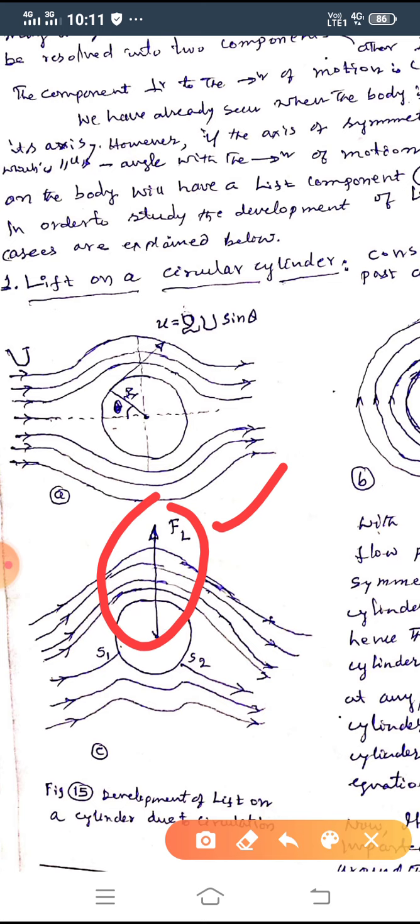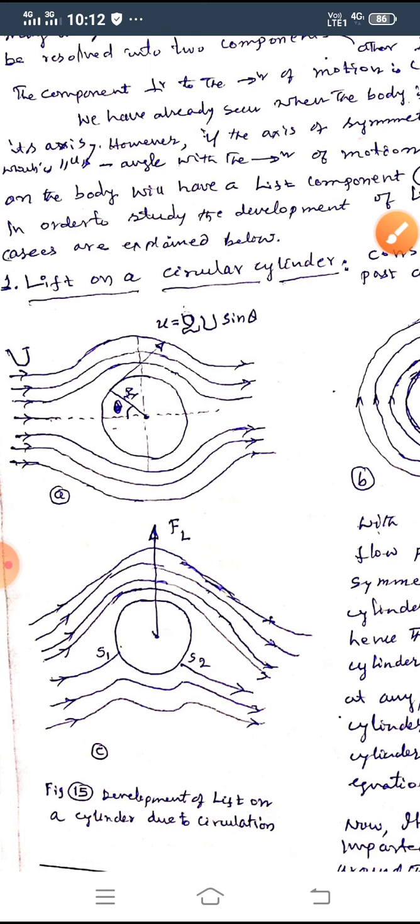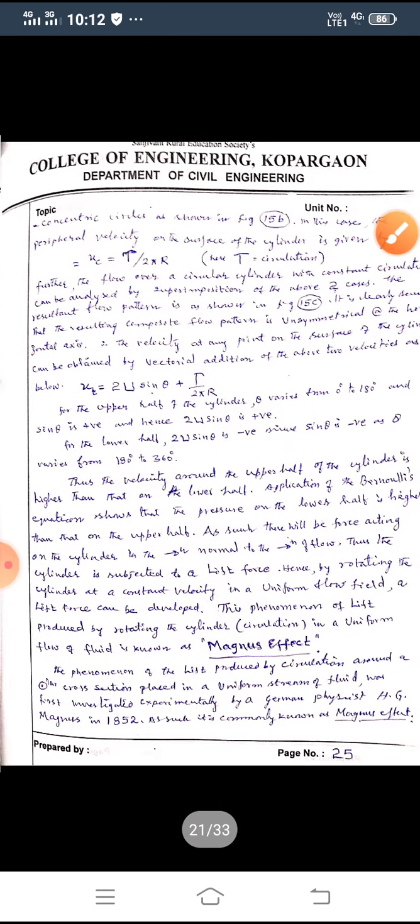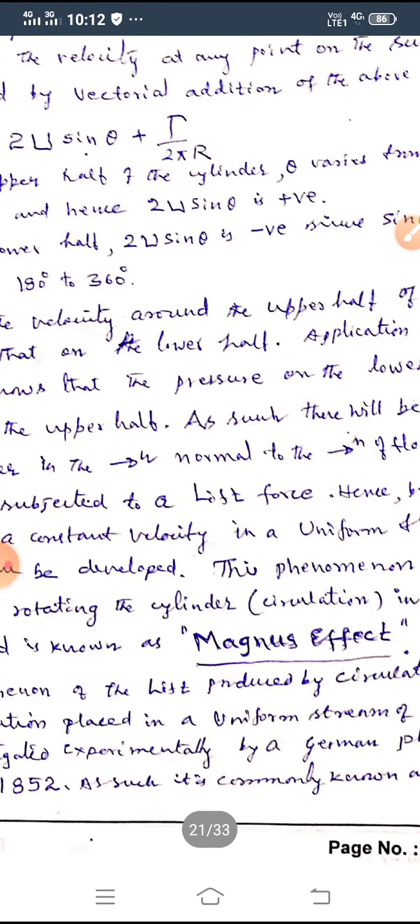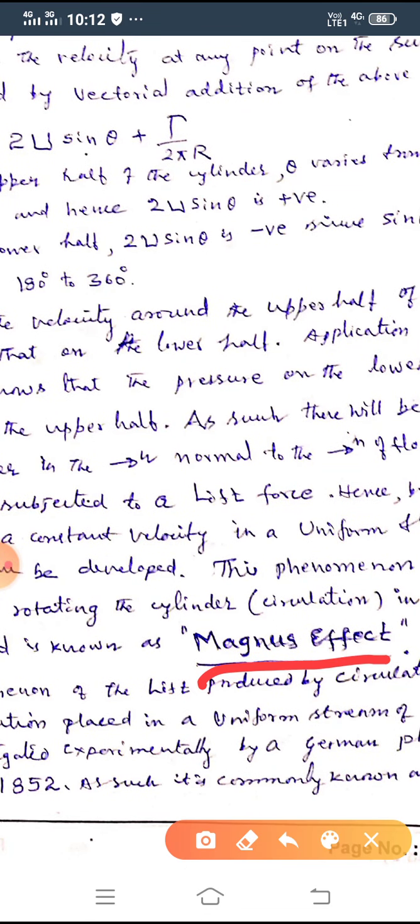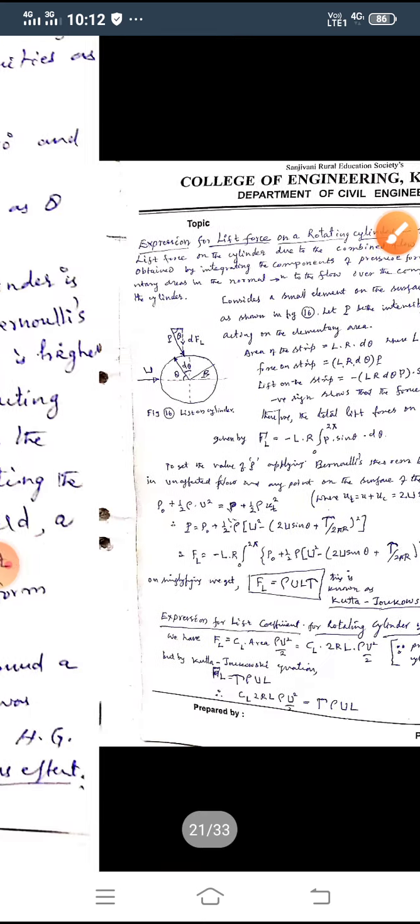This phenomenon of producing the lift effect on the cylinder was discovered by Magnus, a German physicist, in the year 1852. That's why this effect is known as the Magnus effect. Here you can see this is the Magnus effect. This phenomenon of rotating the cylinder by imparting a circulation in a uniform flow of fluid is known as the Magnus effect.